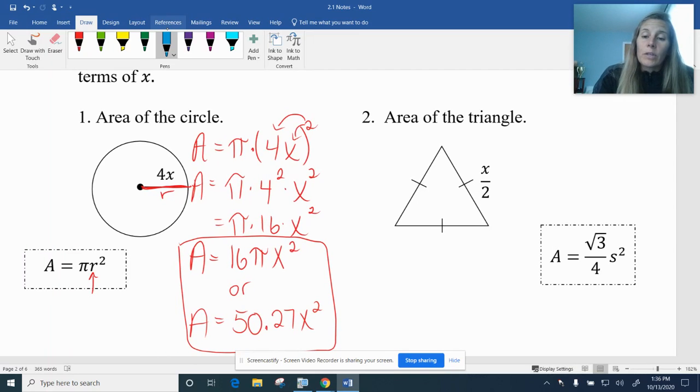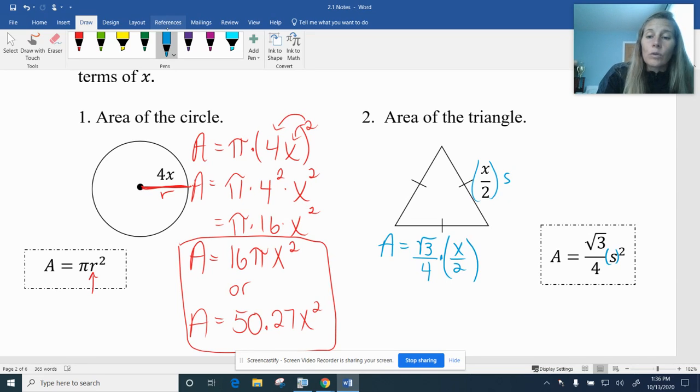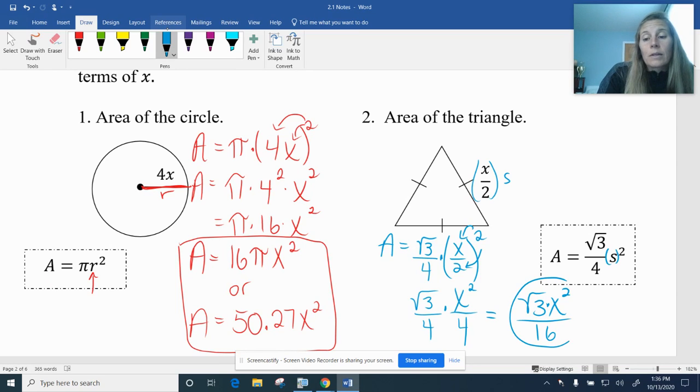So the formula we're going to be using is down here. Area equals radical 3 over 4 times the side squared, and that's what I'm putting in for my s there. So it's going to be x over 2 squared. Now remember that the 2 has to apply to both the numerator and the denominator. So I'm going to have x squared on top and 2 squared on the bottom, which is 4. So now on the top, I have radical 3 times x squared, and on the bottom, I would have 16.